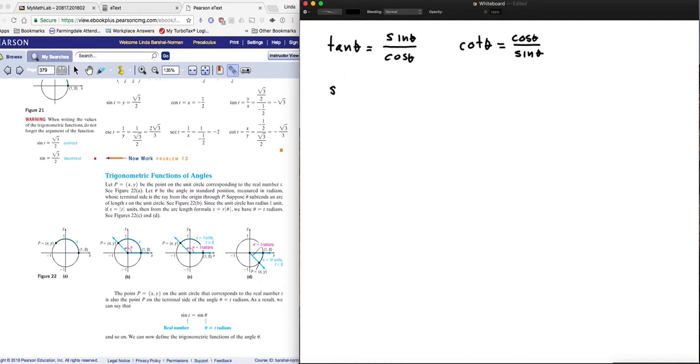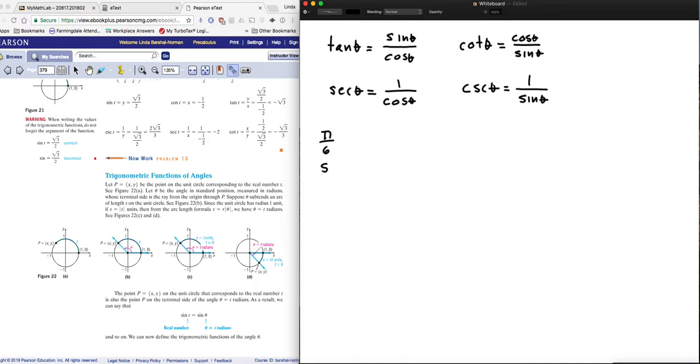Right? Secant theta. We define secant theta to be 1 over x. So that is 1 over cosine theta. And cosecant theta we define to be 1 over y. So that is 1 over sine theta. All right, so if I want to find all 6 trig functions for, let's say, the 30-degree angle, let's go for something simple. All right, so 30 degrees, or pi over 6.